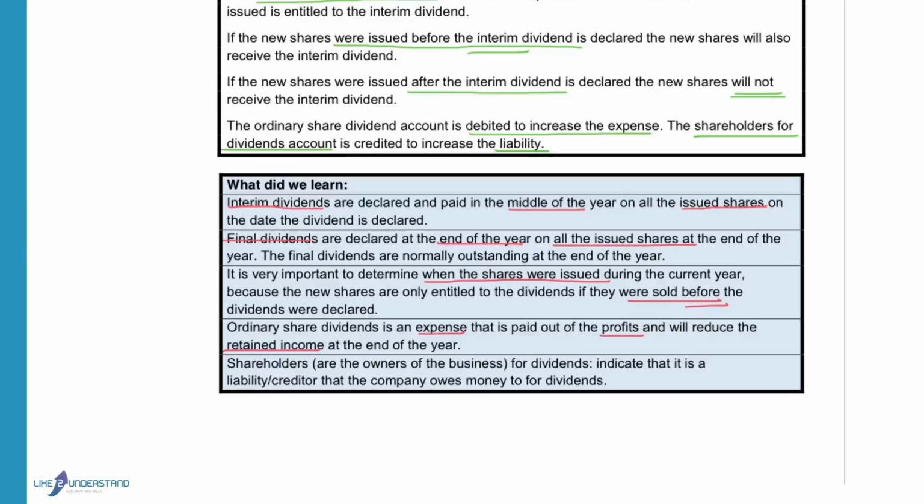So in a company, they don't have to pay out all the profits. The company can decide to keep some of the profits in the business to expand the business in the future, or to provide for expenses that can be incurred in the future if the economy is not very good. So they always retain some of the profits in the business. Shareholders are the owners of the business. And if we open an account for shareholders for dividends, this indicates that the shareholders is a liability. It's a creditor to the company because they owe them money for dividends.